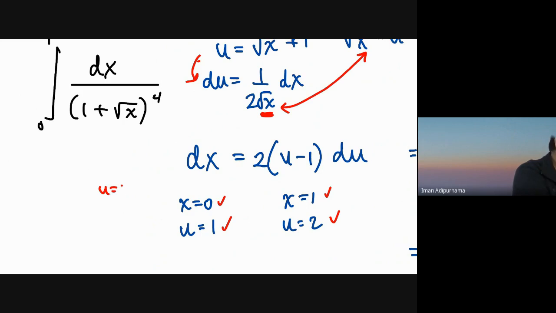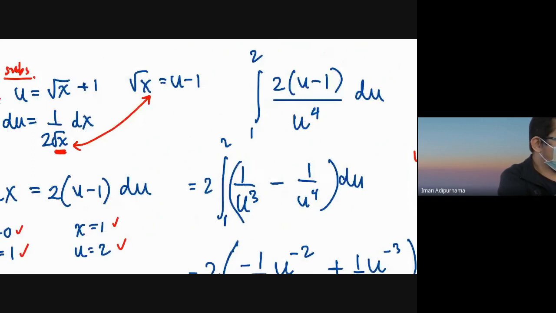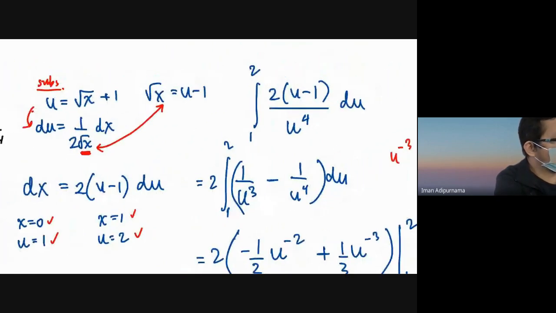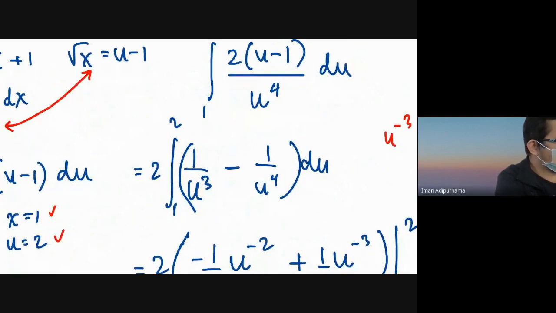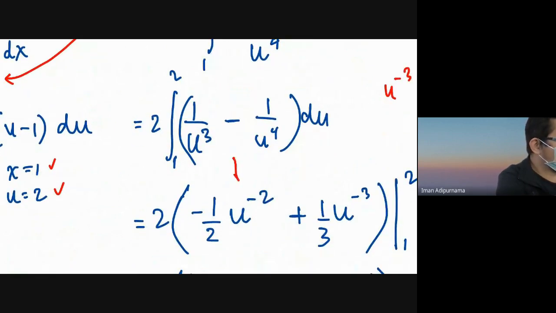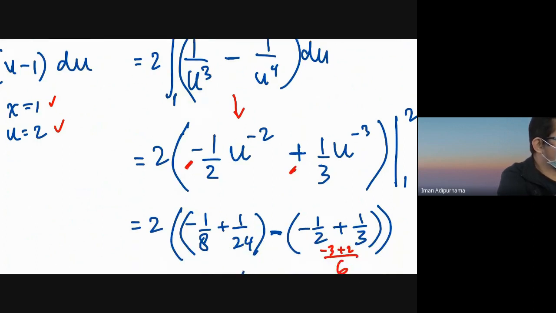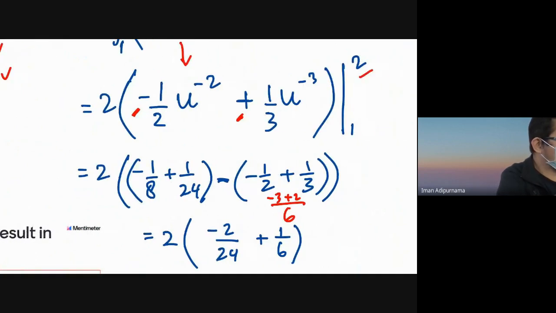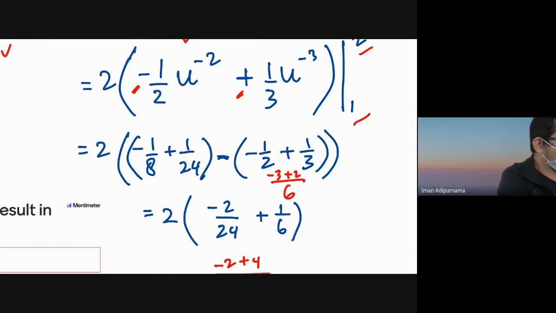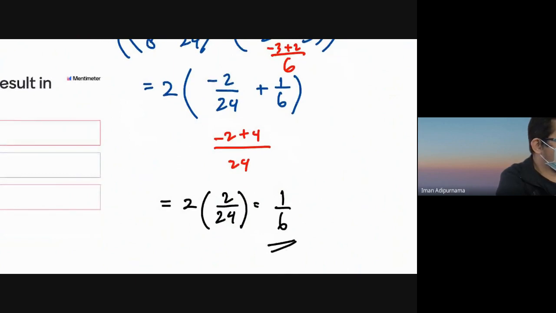Then replace everything with u, and do some calculation here. Be careful doing this, careful with the minus and plus. Plug in 2 and 1, and you will get that this is 1 over 12 from here, and multiplied by 2, it's 1 over 6.